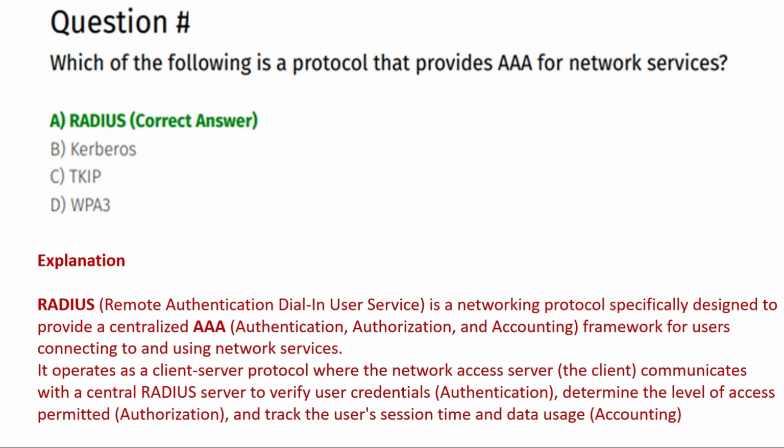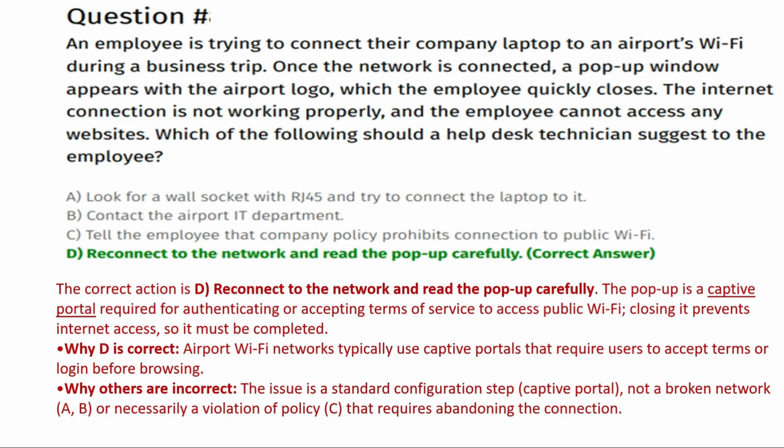So let's move to the next question. The next question is, an employee is trying to connect their company laptop to an airport's Wi-Fi during a business trip. Once the network is connected, a pop-up window appears with the airport logo, which the employee quickly closes. The internet connection is not working properly and the employee cannot access any websites. So which of the following should a help desk technician suggest to the employee?